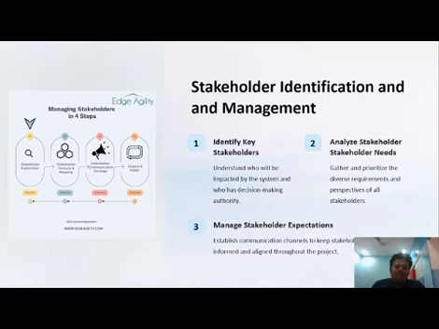To identify stakeholders, we have to understand who will be impacted by the system and who has decision-making authority. To analyze the stakeholders' needs, we have to gather and prioritize the diverse requirements and perspectives of all stakeholders. Then, to manage stakeholders' expectations, we have to establish communication channels so that we can keep the stakeholders informed and aligned throughout the project, like updating each and every step.